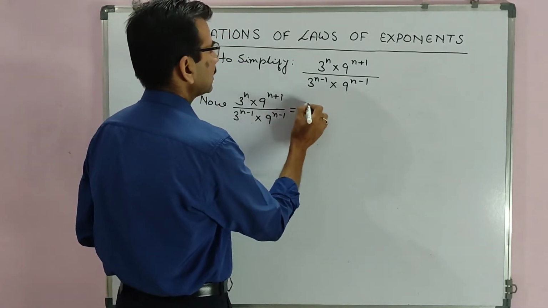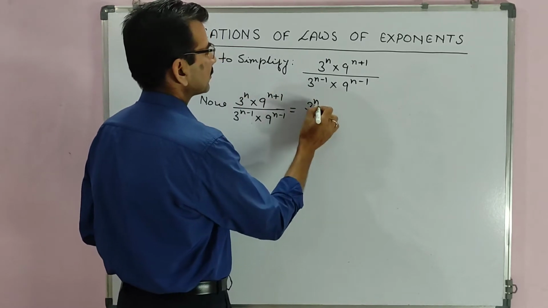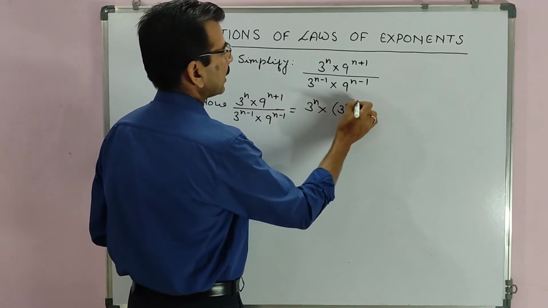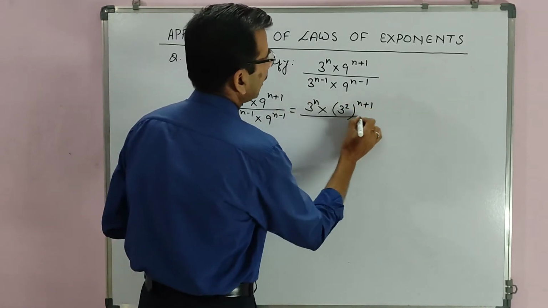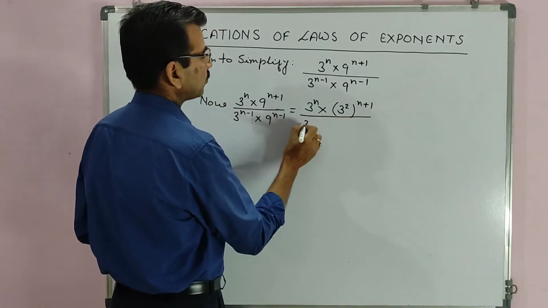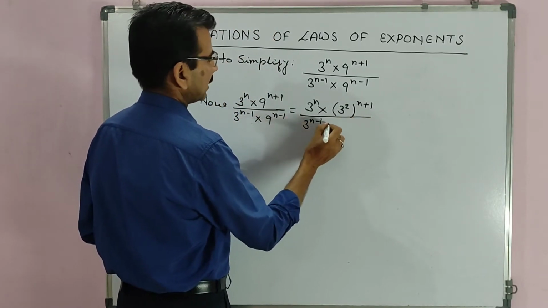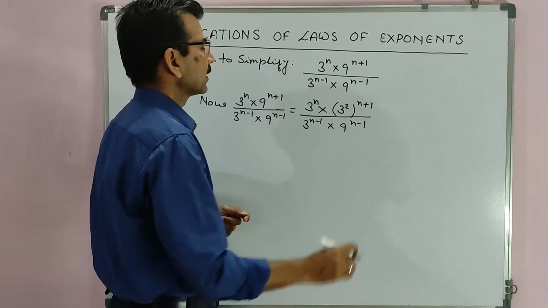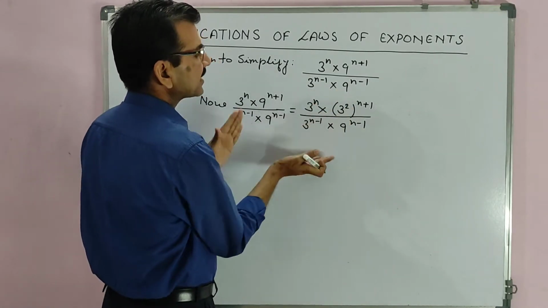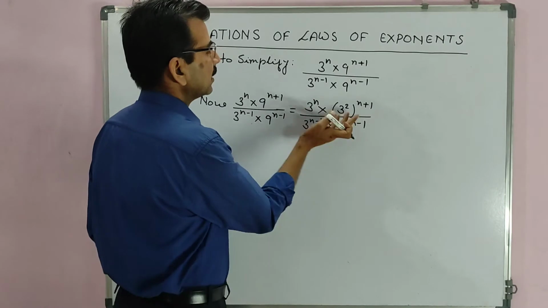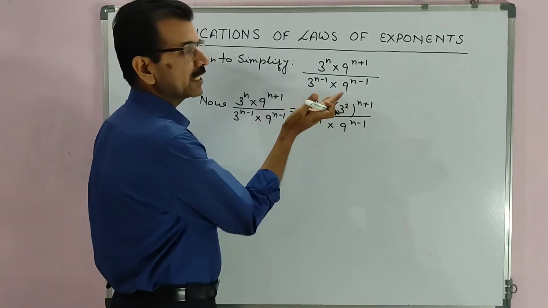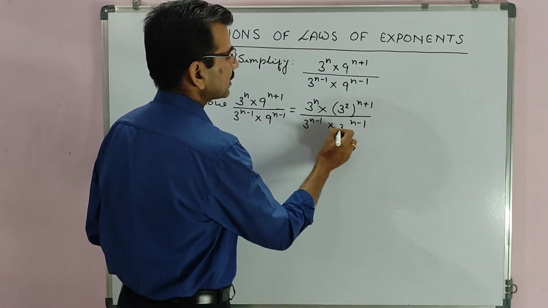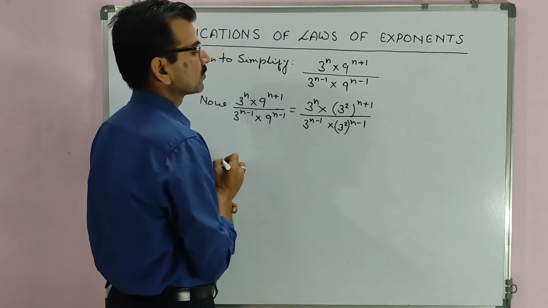So we write 3 raised to power n into 3 square, the whole raised to n plus 1, upon 3 raised to power n minus 1 into 9 raised to power n minus 1. This 9 also, at the same time, we can do this in the numerator and denominator both. So let us write this 9 also as 3 square. Clear to you?